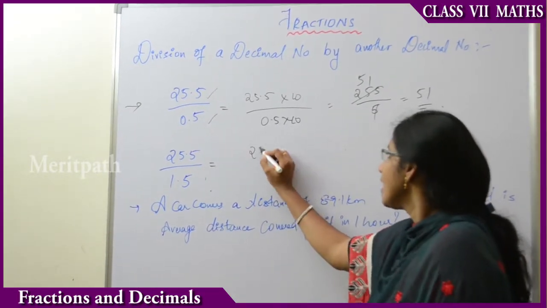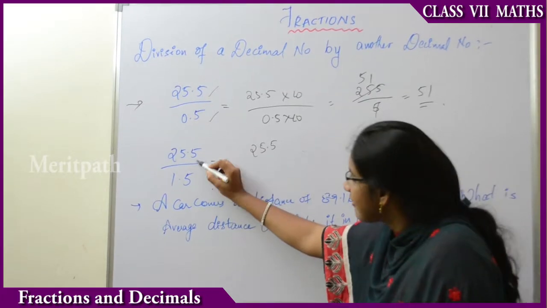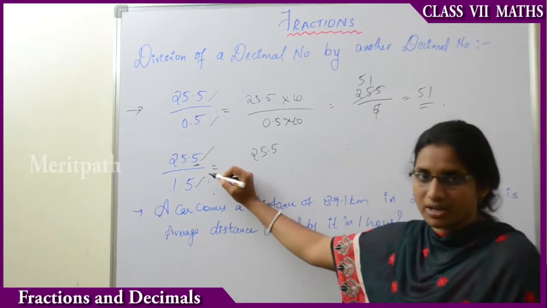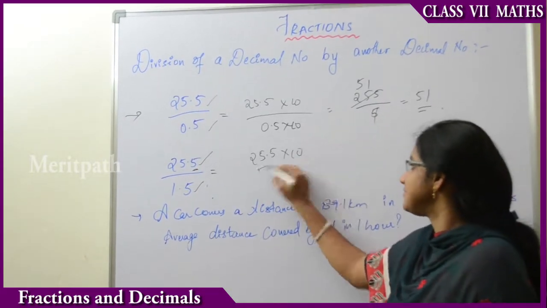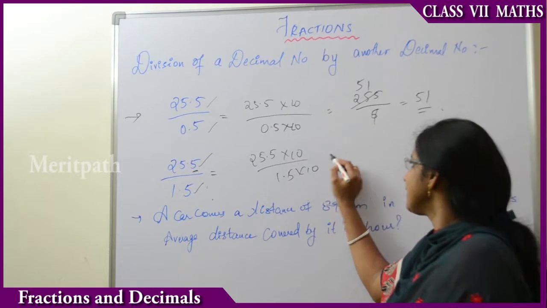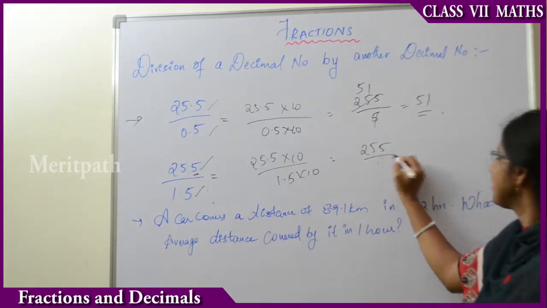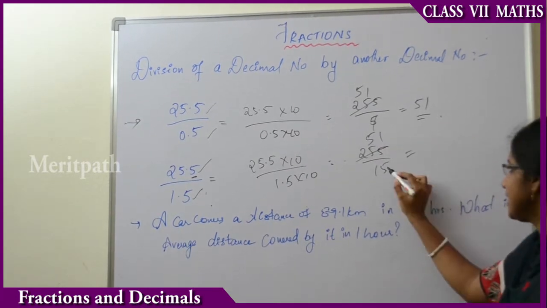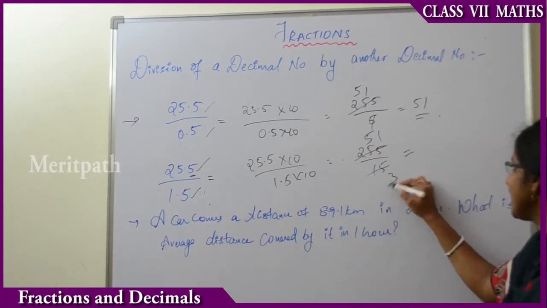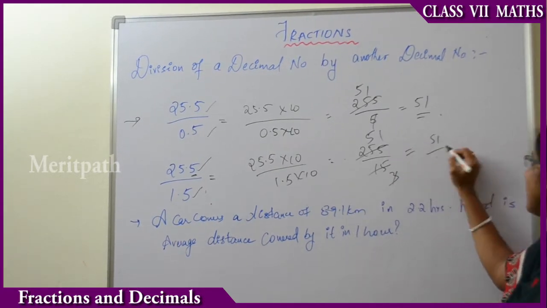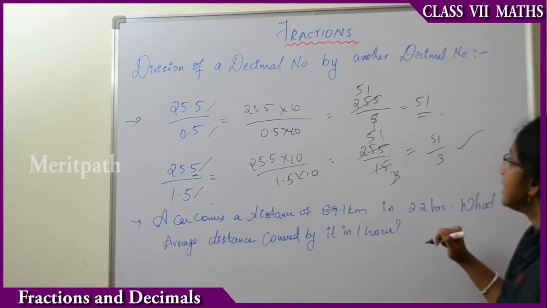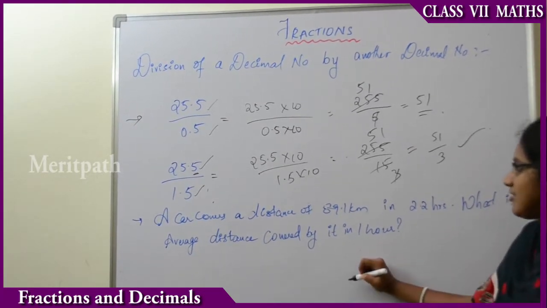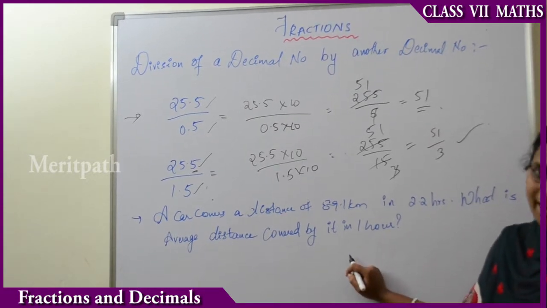Now here, because we are having only one place after the decimal point, we will be multiplying it with 10. Then we will be getting 255 by 15. 5 threes are 15, and the answer is 17. This is how we will be dividing decimal numbers by other decimal numbers. And now here we will be seeing one problem in order to understand the division.